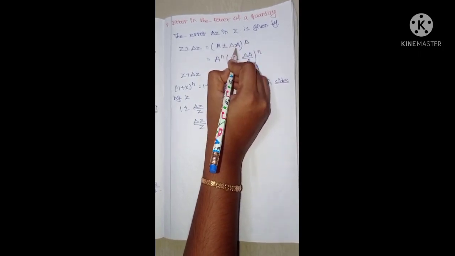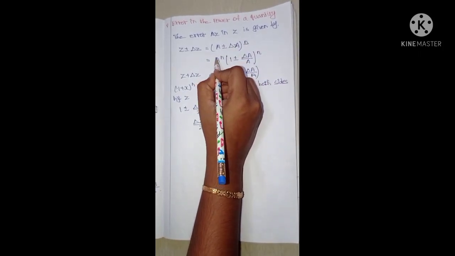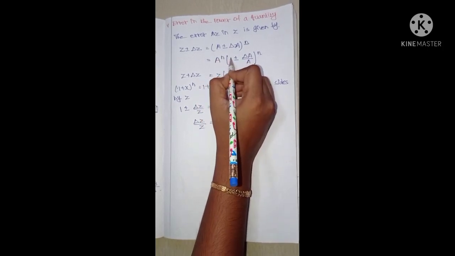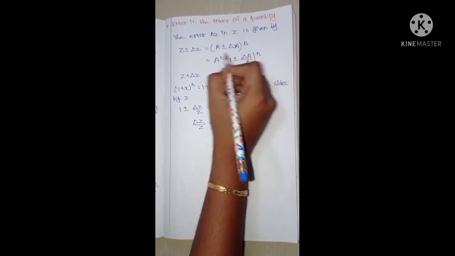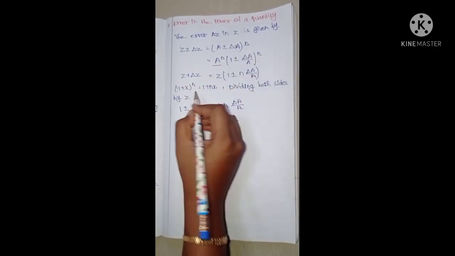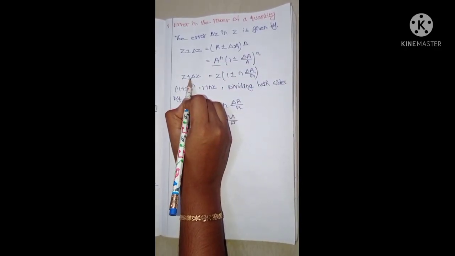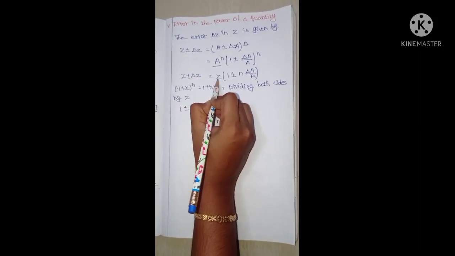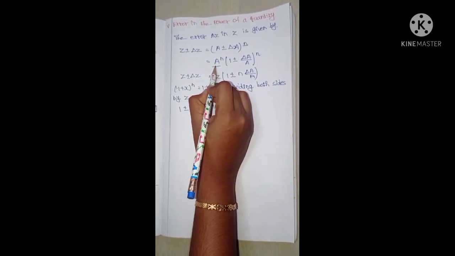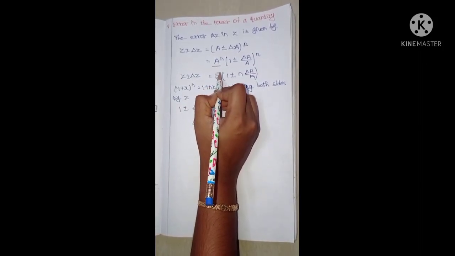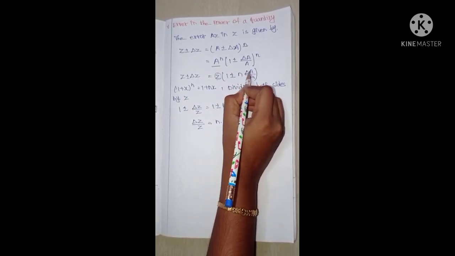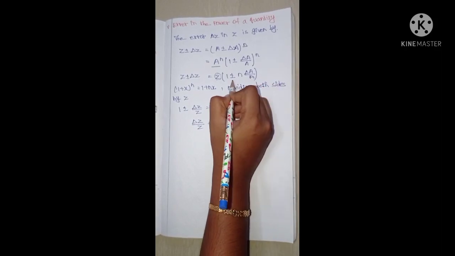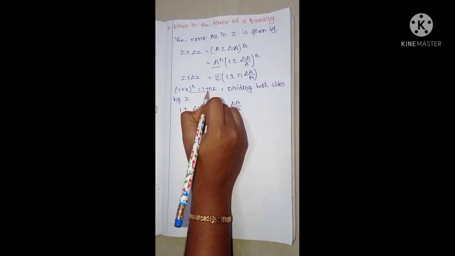In this equation, we are taking a as common. So, a into 1 plus or minus del a by a. This power is also given to this a. Now, z plus or minus del z is equal to, instead of this a power n, we are substituting z as we mentioned before, 1 plus or minus n del a by a. This is substituted according to this formula.